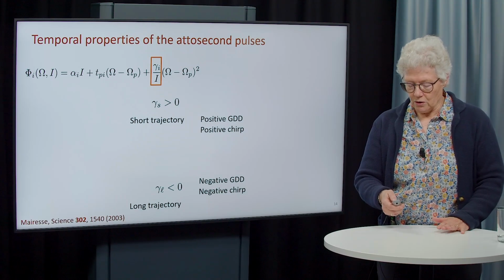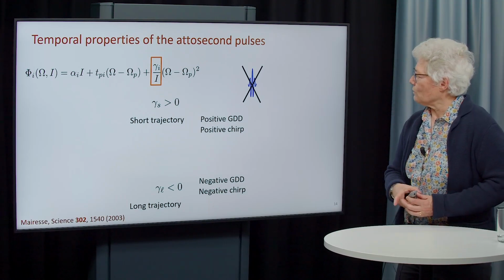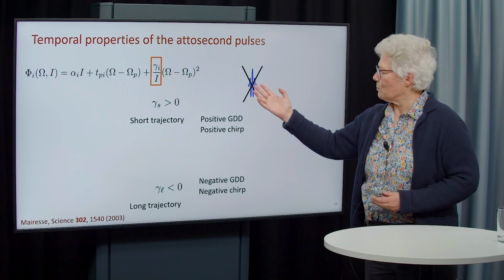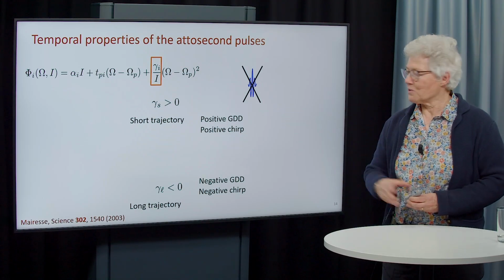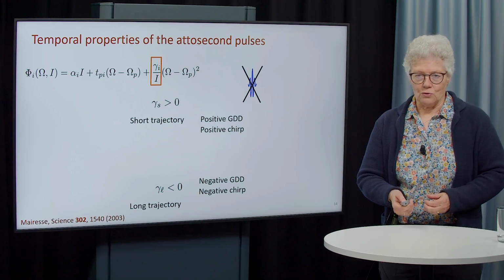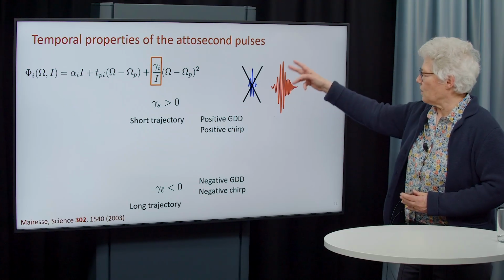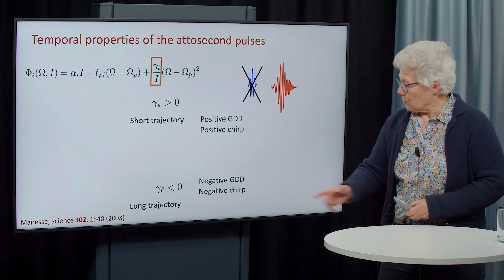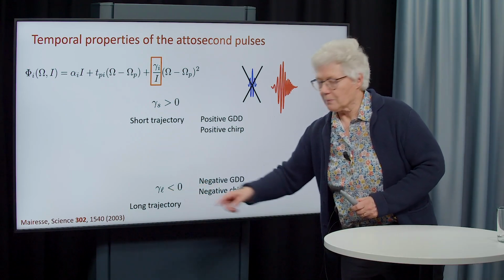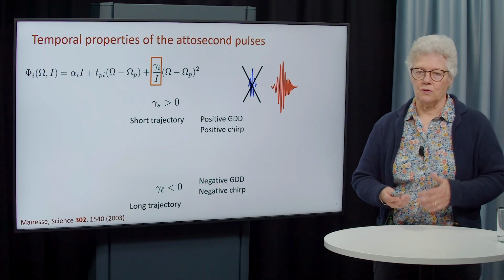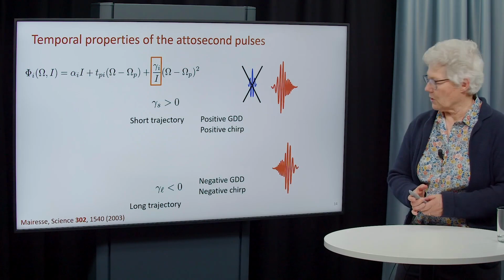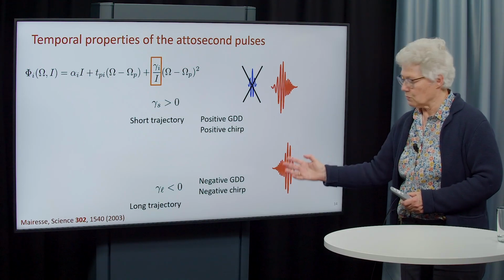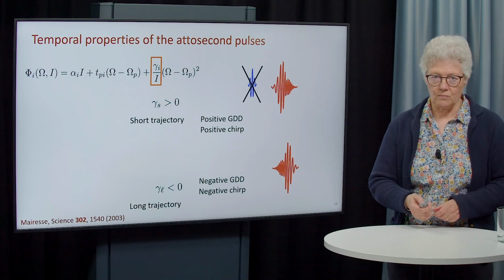So you should stop thinking of an attosecond pulse as a simple transform-limited pulse. As shown here in this example, it's a strongly chirped pulse. For the long trajectory, the gamma coefficient is negative, so this is a negative group delay dispersion, and the attosecond pulse will look something like this.